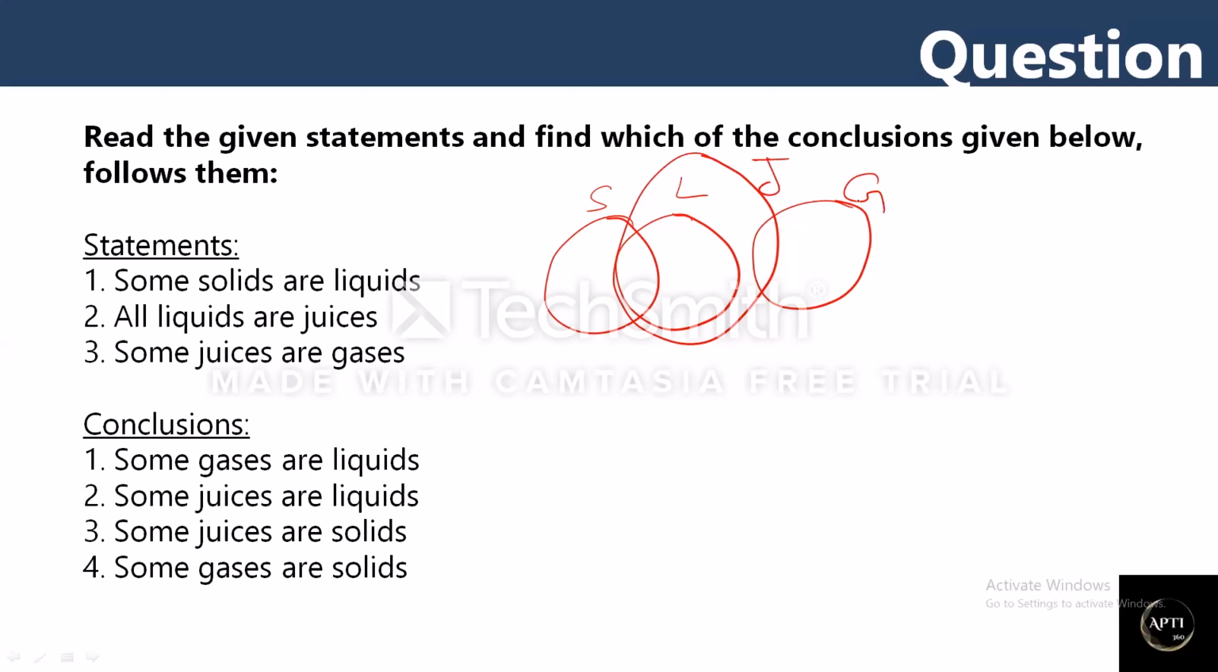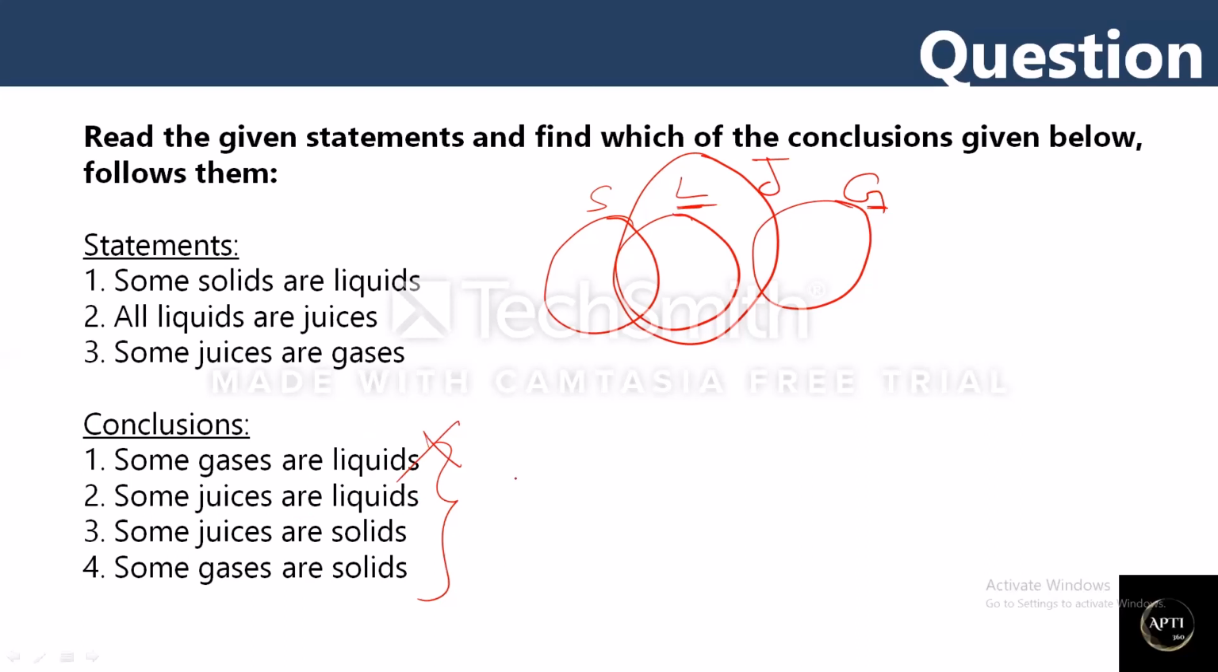Now we'll check the conclusions first. Some gases are liquids. Some gases are liquids means, is there any connection between liquid and gases? In the maximum case it may be possible. If it is not satisfied in any one of the cases, either minimum or maximum, that is not our conclusion. Here we are proving that the minimum case is not satisfied, so eliminate conclusion one. Are you clear about this? Some gases are liquids may be possible in the maximum case, but directly the minimum case is not satisfied. If any one case is not satisfied, we can't say that is our conclusion.